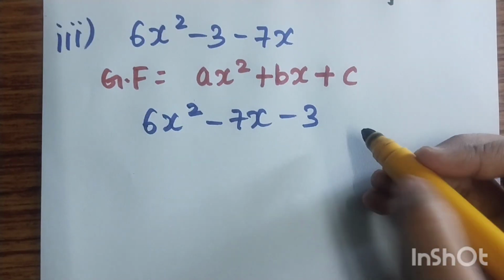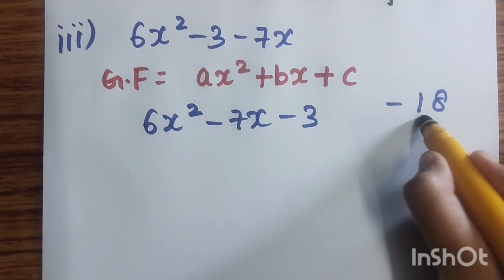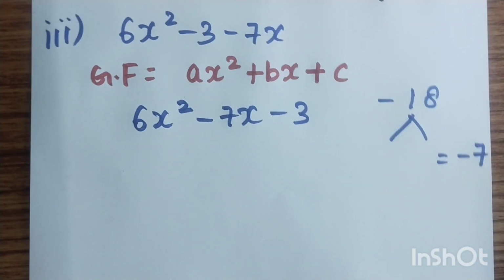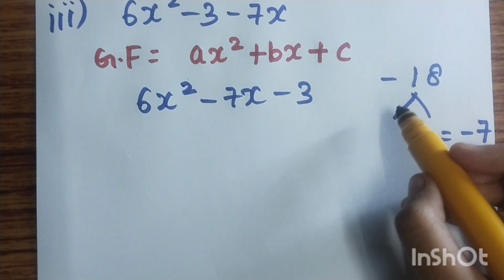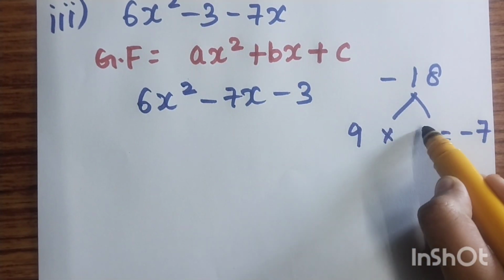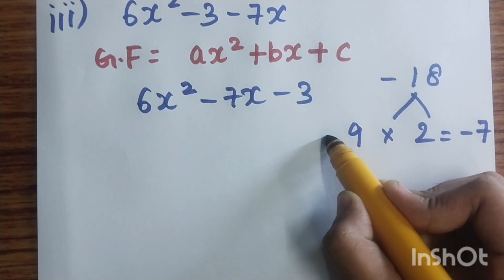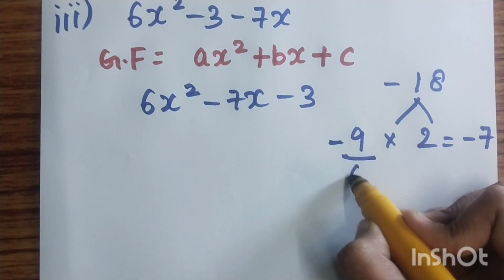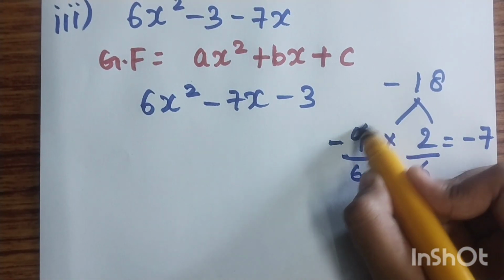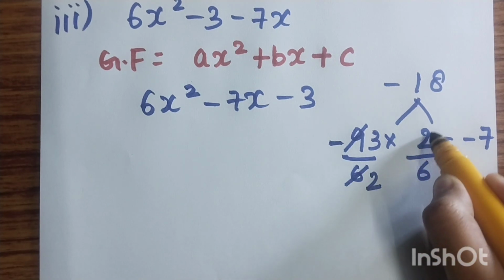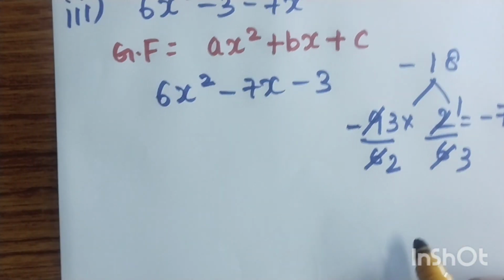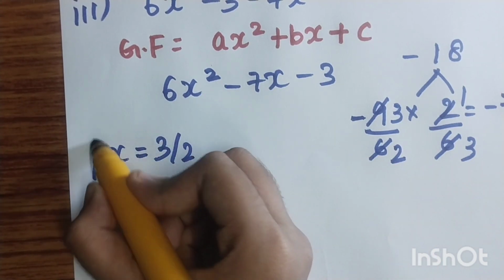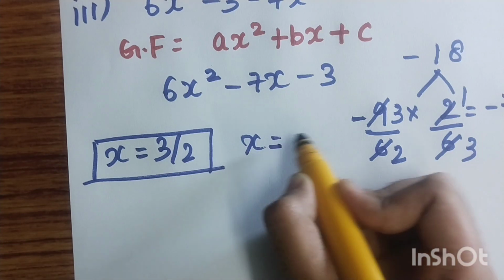Now same, splitting the middle term. So minus 18. If I split, I have to get minus 7. So if I split it, it goes in the 9 table, right? Like 9 into 2. And for the greater number, the sign is minus. And I have to divide it by the x square term, so divided by 6, divided by 6. So 3, 2, 1, 3. Okay, just change the signs. So x is equal to 3 by 2, and this is my zero, and x is equal to minus 1 by 3.